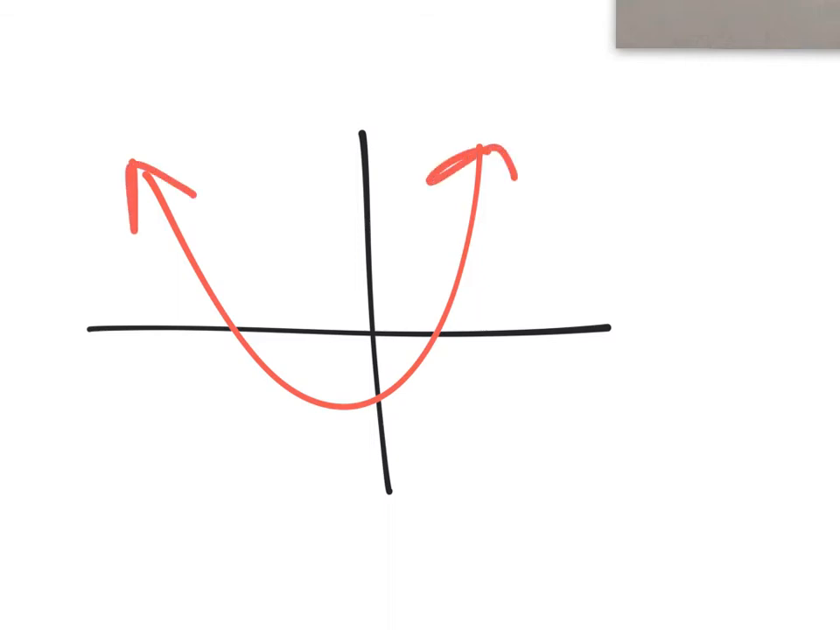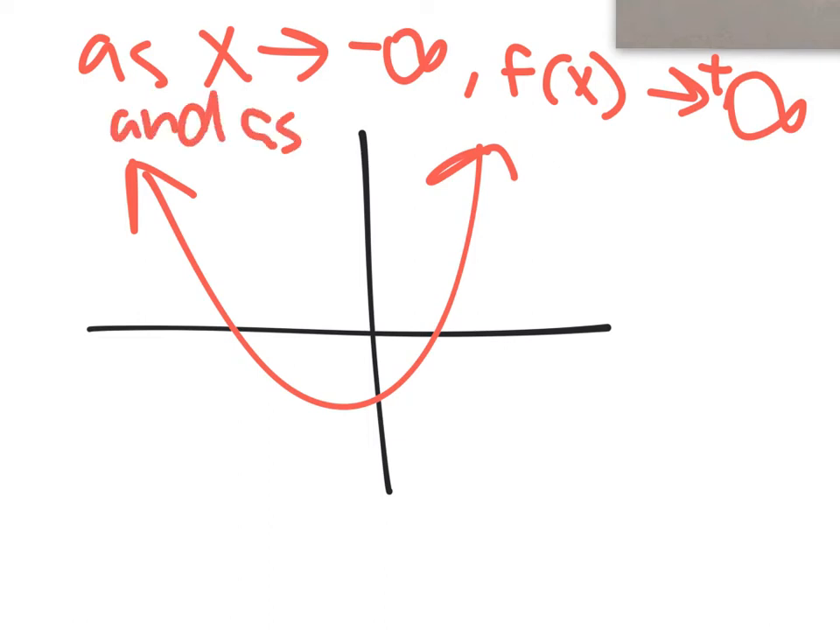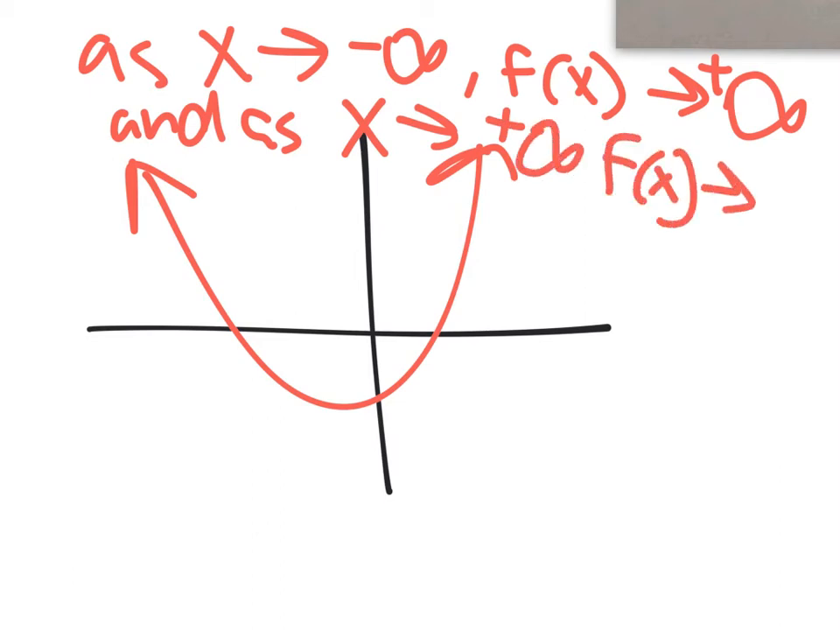How about that guy? As x approaches what? Negative infinity. I always like to look to the left first, right? What's happening? As x approaches negative infinity, f of x approaches positive infinity. There you go. Put a plus sign in front. And as x approaches positive infinity, f of x approaches what? Also positive infinity. So notation's pretty easy, right? Cool.